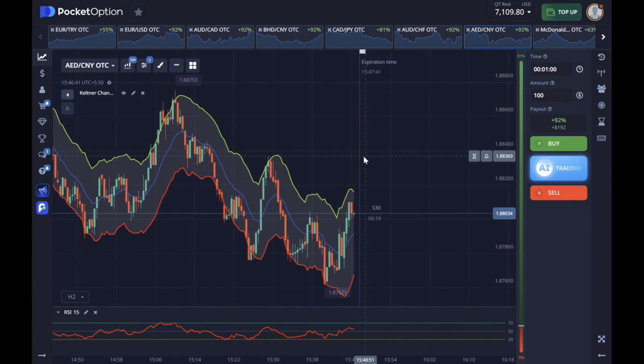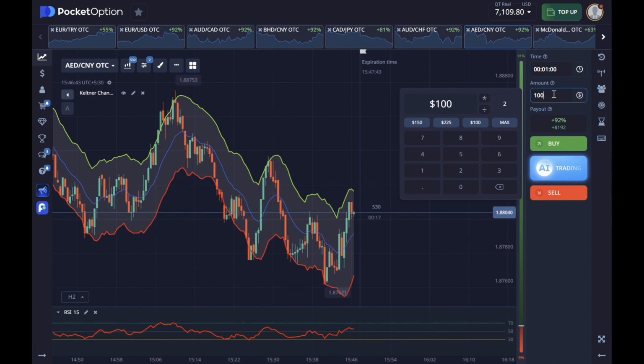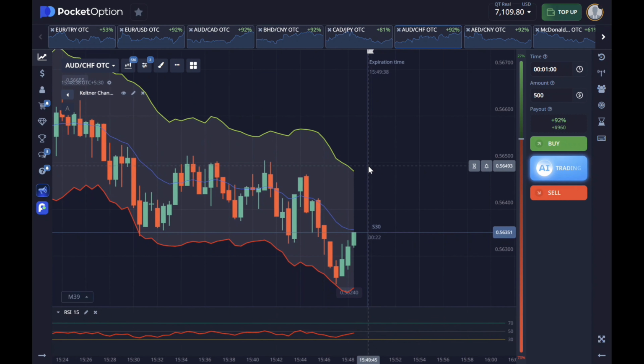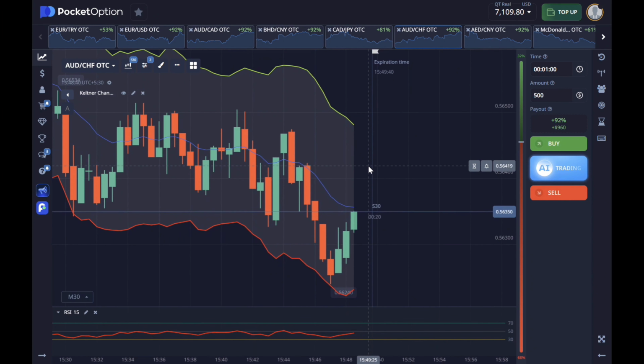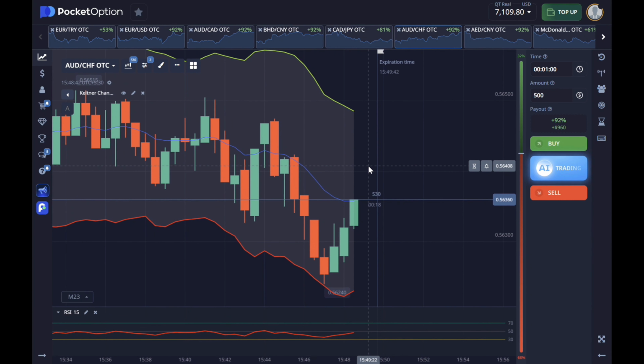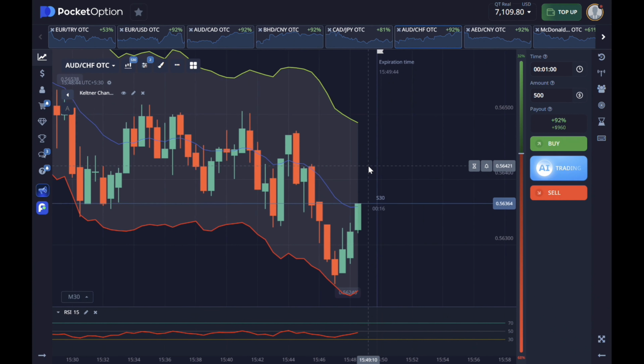Here, I'll also change my amount. I'll set it to $500. Alright, you should set your amount according to your own risk. So I've changed it to 4 here, and I've opened the AUD/CHF chart. Alright, so let's see where the market moves from here.